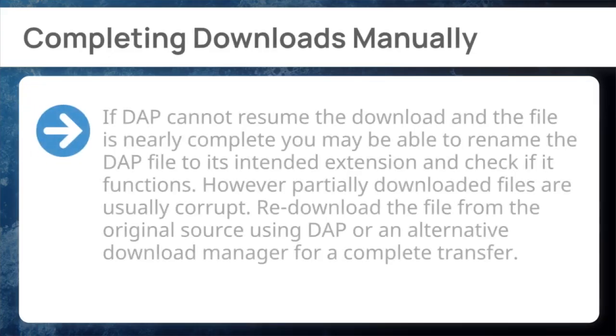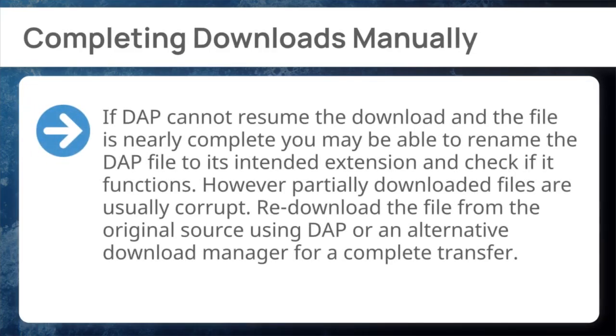Next, completing downloads manually. If DAP cannot resume the download and the file is nearly complete, you may be able to rename the DAP file to its intended extension and check if it functions. However, partially downloaded files are usually corrupt. Redownload the file from the original source using DAP or an alternative download manager for a complete transfer.